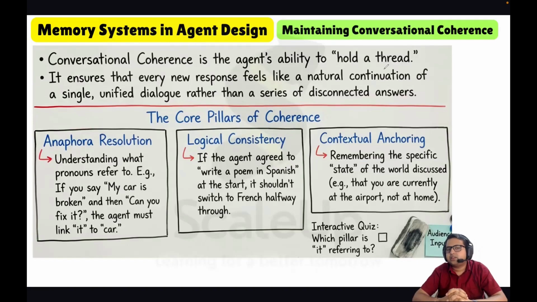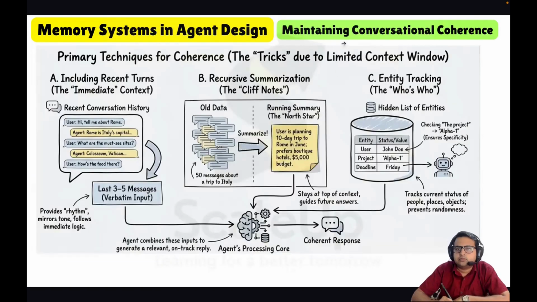And if these core pillars of coherence are taken care of by the agent, then definitely we can very easily achieve conversational coherence. And with that, we will be able to achieve a natural continuation of a single unified dialogue with an AI agent, with an agentic AI system. Now let us look at some primary techniques for coherence.